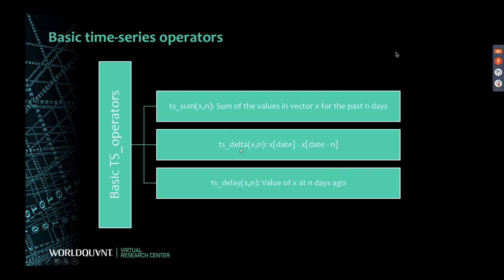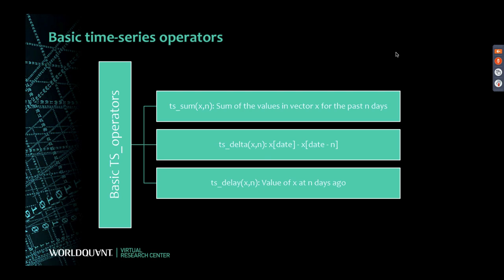All right, TS delta just gives you the change of the value today versus n days ago. And TS delay basically just returns you the value n days ago. So instead of TS delta of x, you could also write something like x minus TS delay of x.